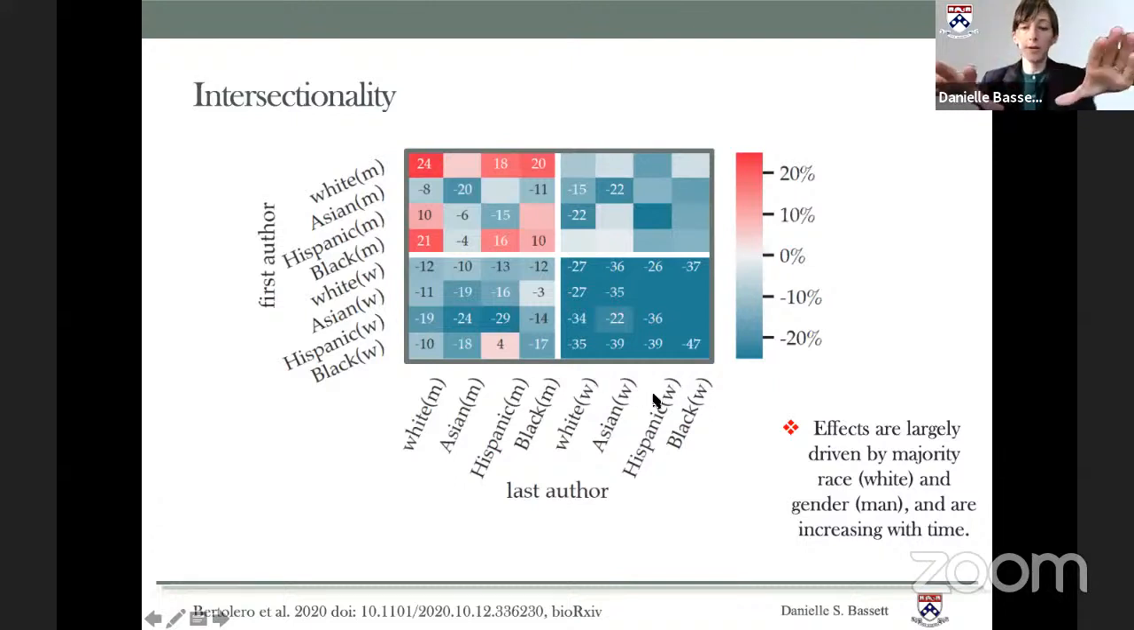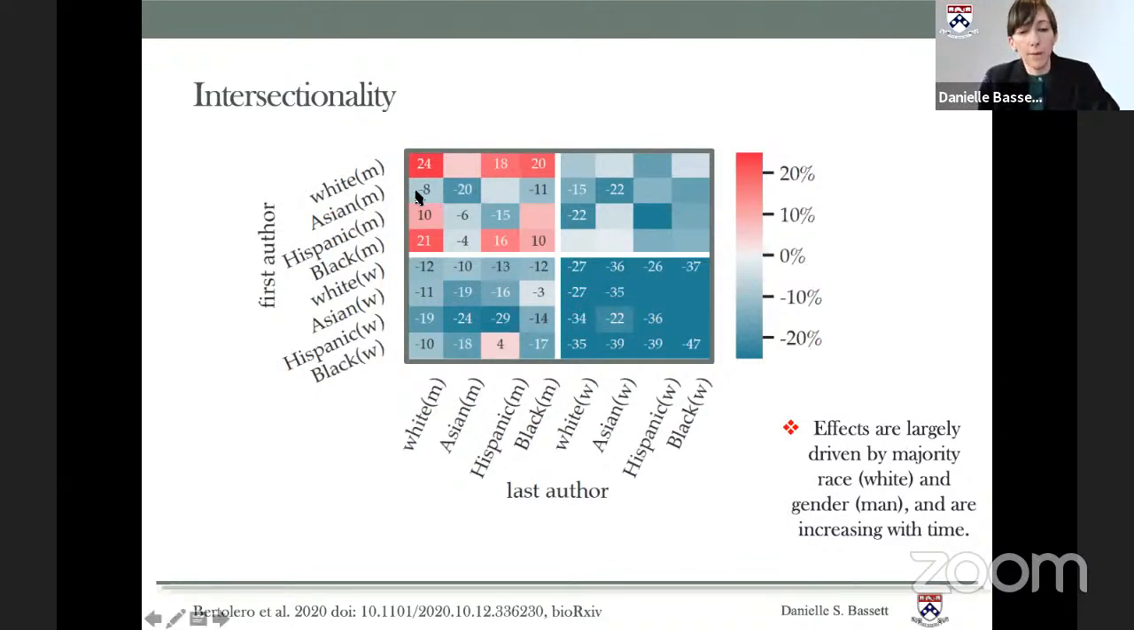What you can see just by looking at this very clearly is that there's a strong block diagonal structure where papers with men in the first and last author position are cited much more. They're actually on average overcited, whereas papers that have a woman in the first and last author position are on average undercited. So that's the dark blue corner is the undercitation of women, and the red colors in the top left are the overcitation of the man-man teams. But then I want you to focus on inside each of those blocks. You can see marked effects of race and ethnicity.